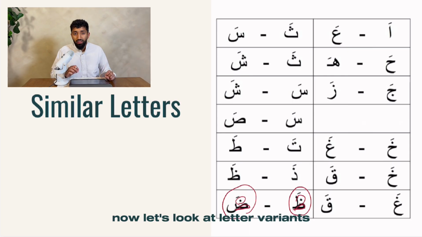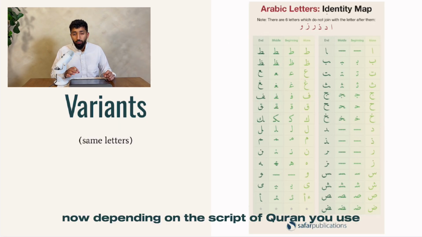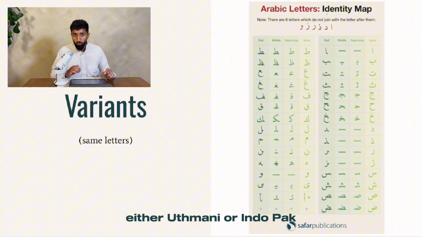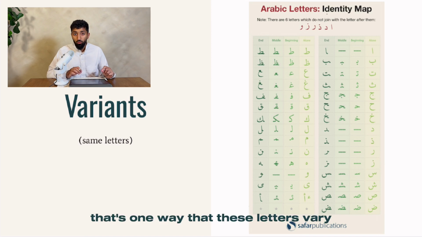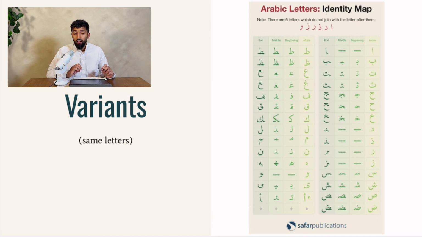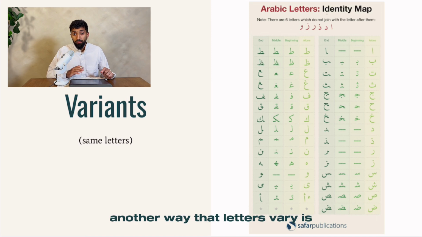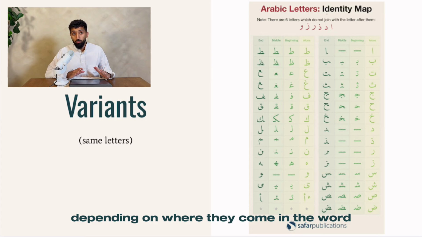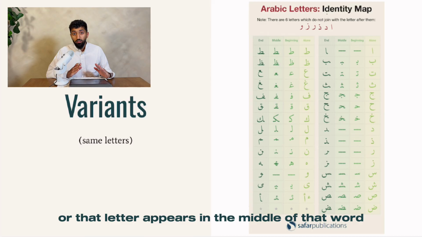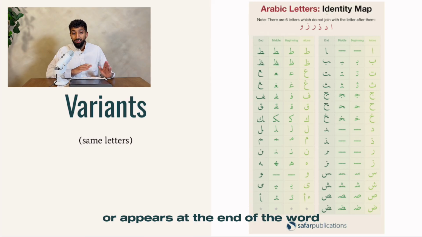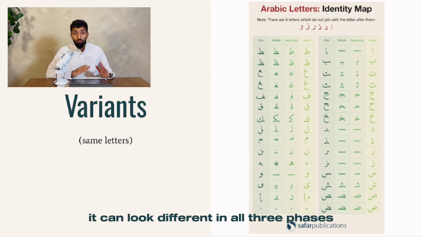Now let's look at letter variants. Depending on the script of Quran you use, either Uthmani or Indo-Pak, both are good, but the way that they write the letters can sometimes differ. That's one way that these letters vary. Another way that letters vary is depending on where they come in the word. If you start a word with a certain letter, or that letter appears in the middle of that word or appears at the end of the word, it can look different in all three positions.